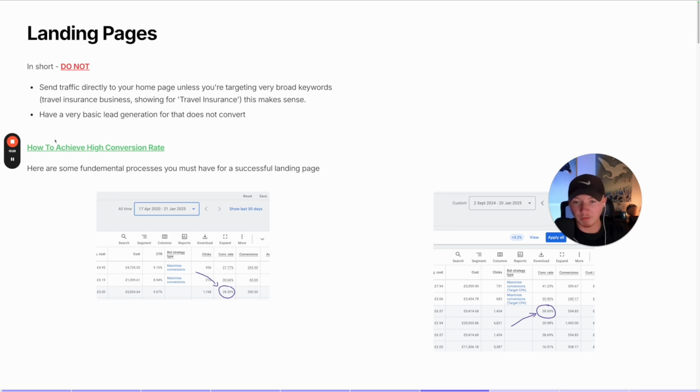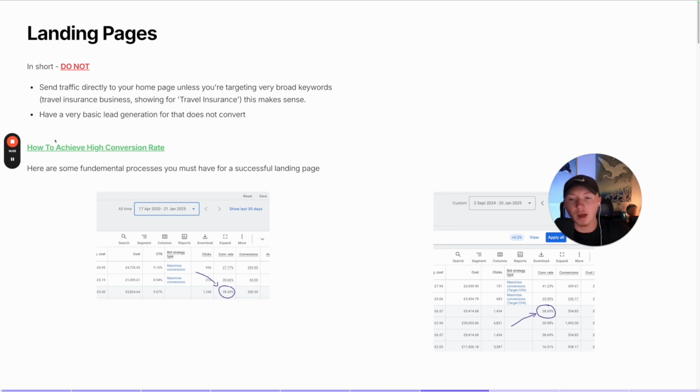You don't want to have a very basic lead generation form that does not convert. So effectively, you've just got a really basic form that just says first name, surname, email address, telephone number, submit. Stay away from those. You're going to get fake details. You're going to get incorrect leads. You're going to get stuff that isn't qualified. You're going to get stuff that isn't interested at all. So you want to stay away from that.